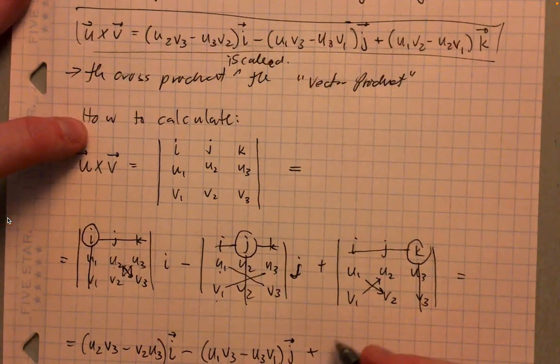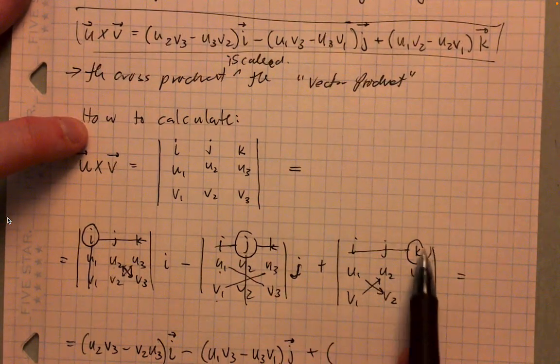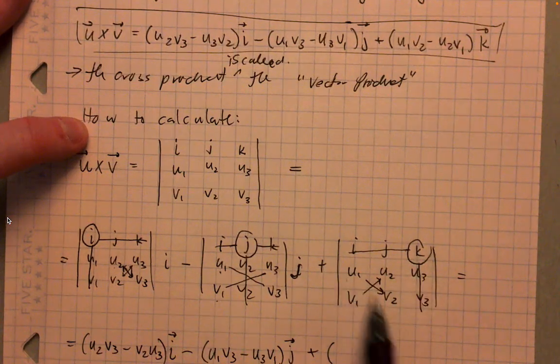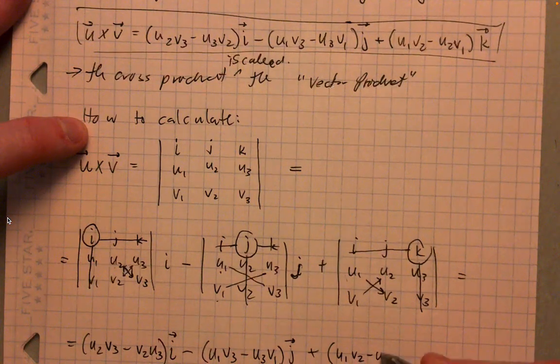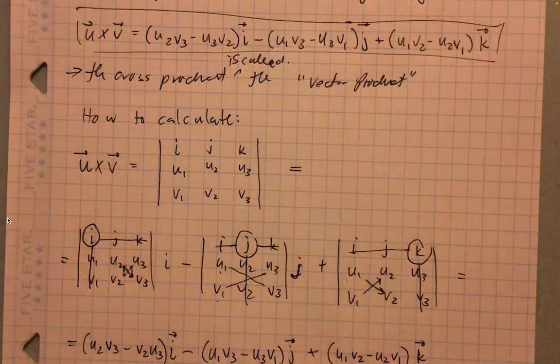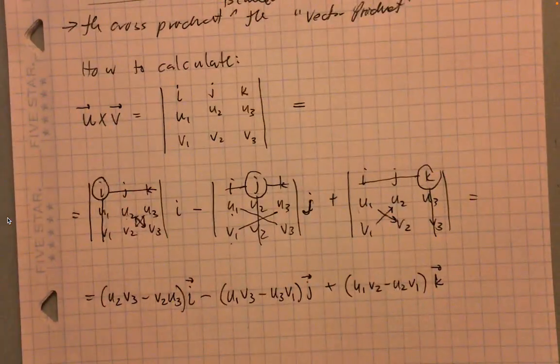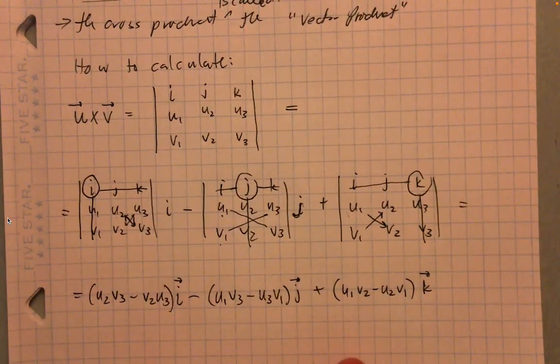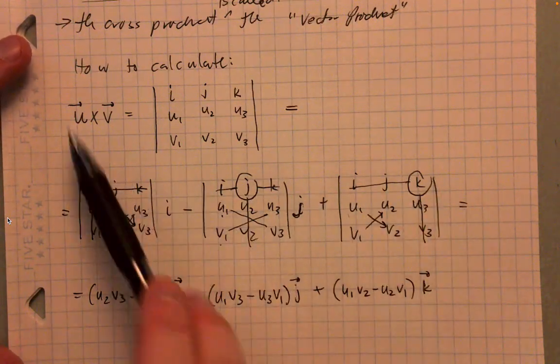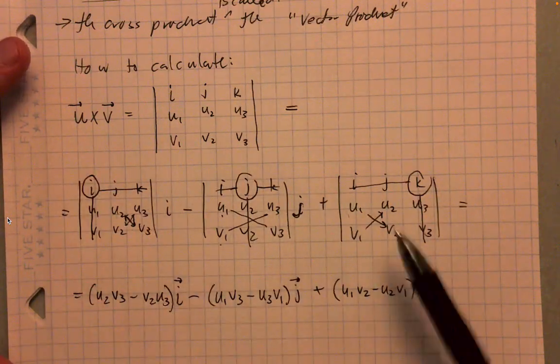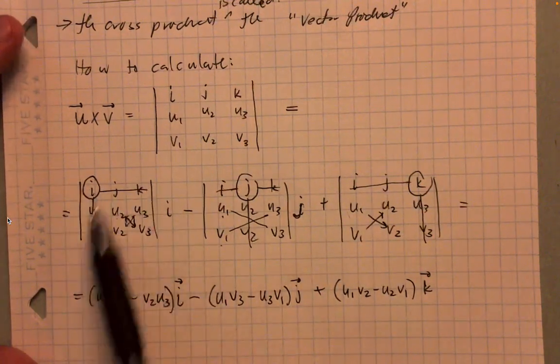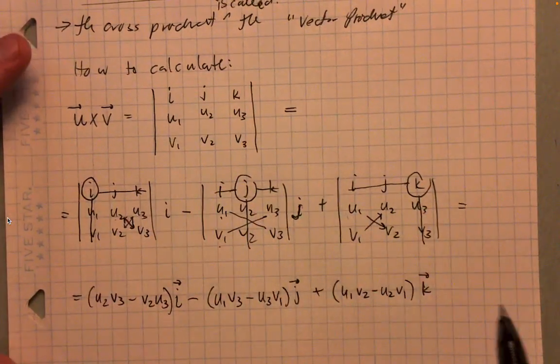Okay, and then the same thing over here. All right, so here we've crossed out the third column, so it's just the first two, U1 times V2 minus U2 V1. Okay, so the product is really just this. It's really just the determinant. Well, we don't know what a determinant is, but it's this mathematical calculation called a determinant, and you can think of it as a shorthand for how to calculate this.